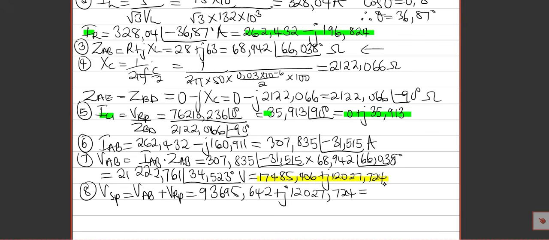17485 comma 406 at the angle of 120. Man, I'm calling out wrong numbers. 93695 comma 642, 12027 comma 724.